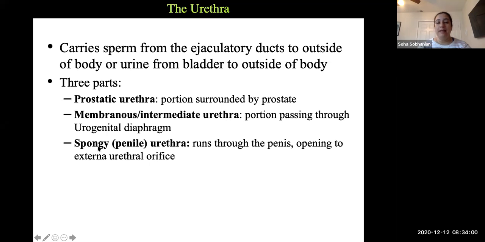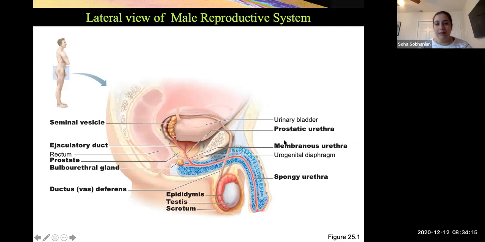And then lastly, the last part, which is basically passing through the length of the penis, is called either the spongy or penile urethra. And again, it eventually exits through the tip of the penis. Here's a picture that depicts that really well. So again, here's your prostatic urethra. Here is your membrane, so that's your membranous urethra. And then the length of the penis right here would be your spongy or penile urethra.